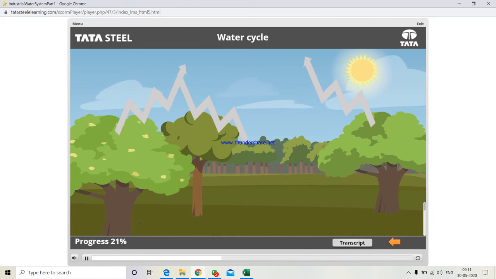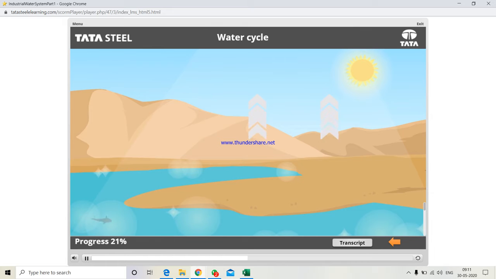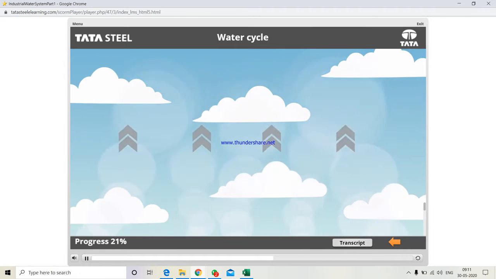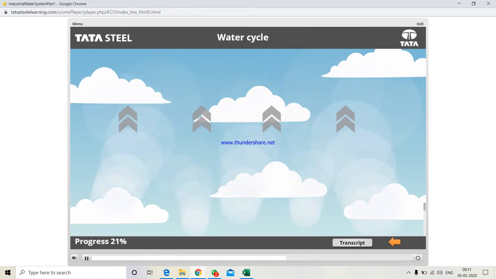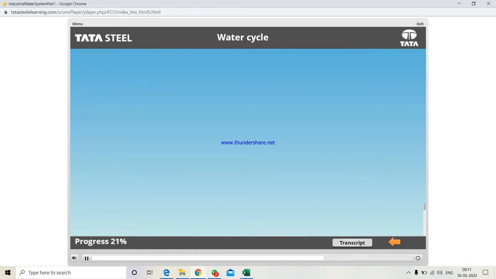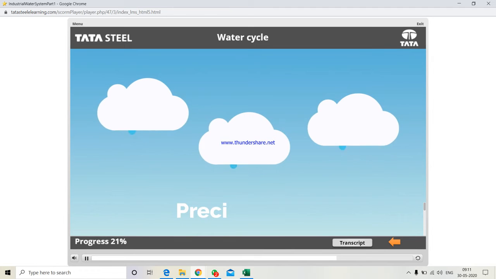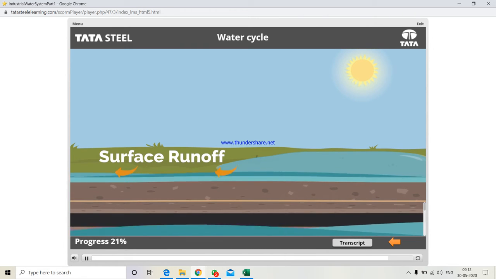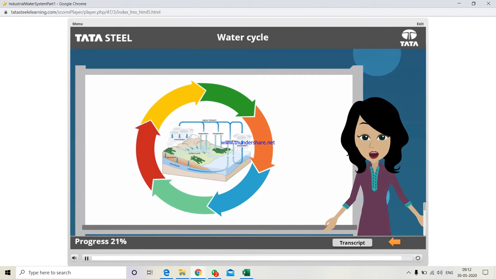Water released by plants through the process of transpiration and water from soil also gets evaporated. The water vapor gets transported to higher altitudes. As temperature drops, water vapor gets converted to tiny water droplets. This process is called condensation. The water droplets, being heavier than air, fall as rain. This process is called precipitation. Rainwater reaches back to the ground and other water bodies through percolation and surface runoff. And then the cycle goes on and on.